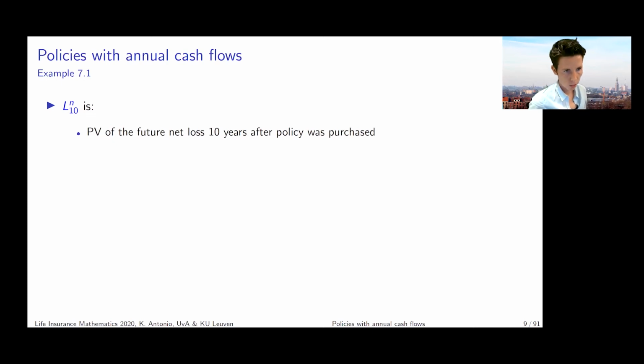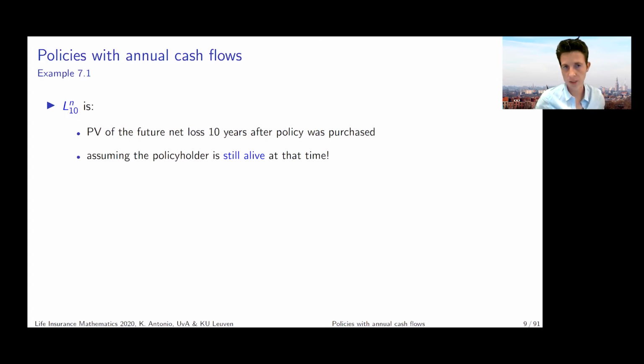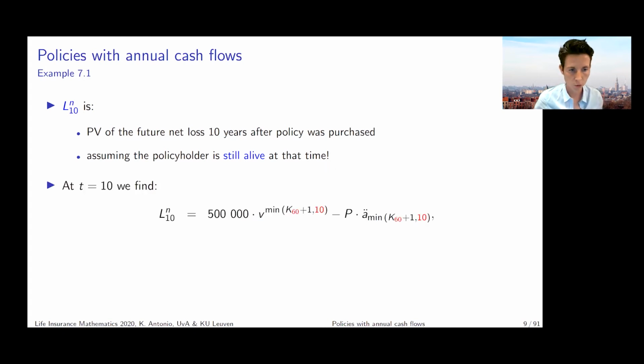So what are we asking ourselves? What is the present value of the future net loss 10 years after the policy was purchased? We're going to assume that the policyholder is still alive at that time, because if my policyholder would be dead by that time, I do not have to hold any capital for this particular policy. I do not have to add anything to my balance sheet for this particular policy. But if the policyholder is still alive, I still have obligations towards my policyholder, and I need to make sure that I hold enough capital, that I have enough assets to fulfill these liabilities into the future.